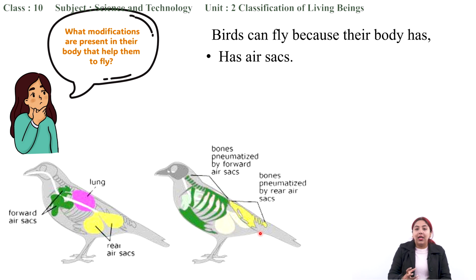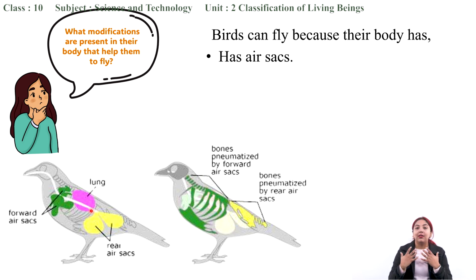These air sacs facilitate the internal air passage so that it allows the birds to have a continued flow of large volumes of air through their lungs. So this increases the oxygen exchange capacity in their body and the efficiency of the oxygen exchange, because they have to continuously fly.